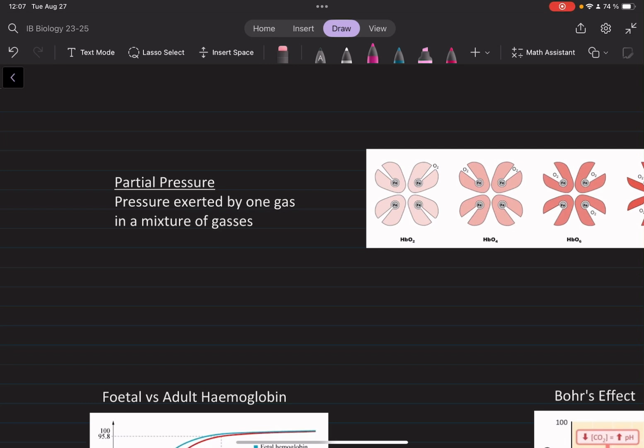So for example, you have the atmosphere. And the atmosphere is made up of different gases, but it is mainly nitrogen. There is an abundance of nitrogen in the air, in the atmosphere. And that means that nitrogen has a high partial pressure compared to oxygen, which is only around 20% or 21% of the atmosphere, and would have in comparison a low partial pressure. And that is how partial pressure is written, with a little p in front of the gas. So yeah, that's partial pressure.